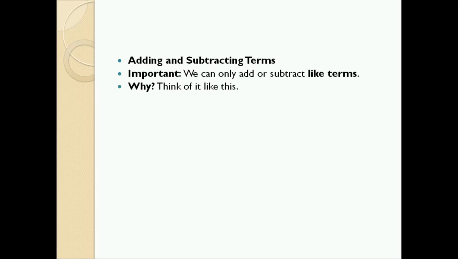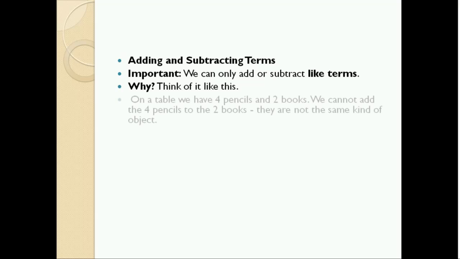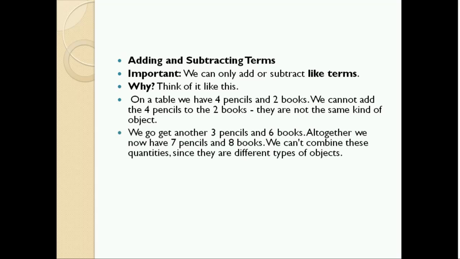Now we add and subtract the terms. You can see how we add and subtract the terms by the help of examples. Important thing is here we can only add or subtract the like terms. Why? You can think so. Now on a table we have 4 pencils and 2 books. We cannot add the 4 pencils to the 2 books. They are not the same kind of object. We go get another 3 pencils and 6 books. Altogether we have 7 pencils and 8 books. We cannot combine these quantities since they are different type of objects.